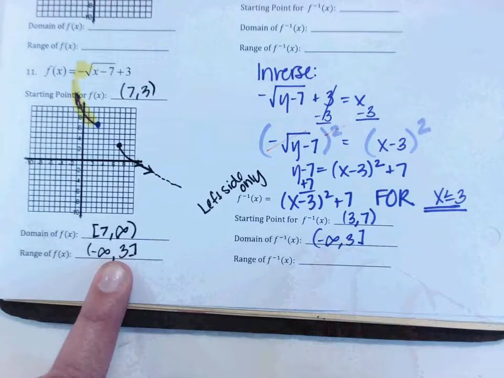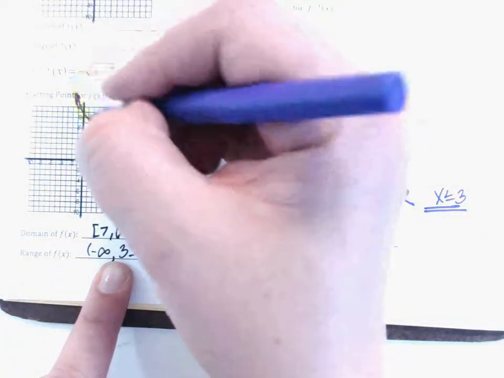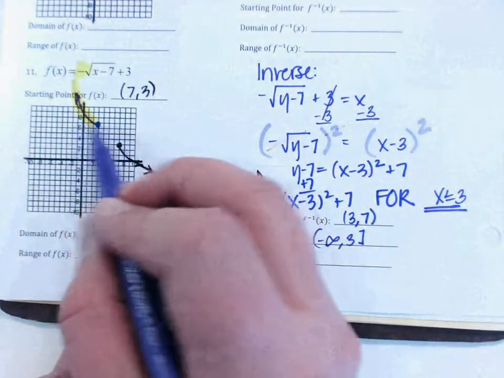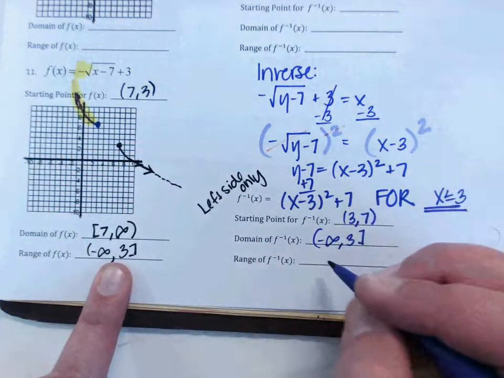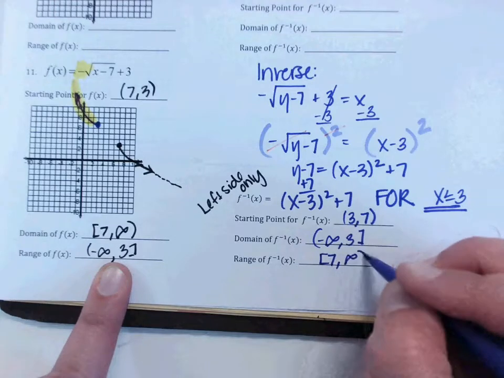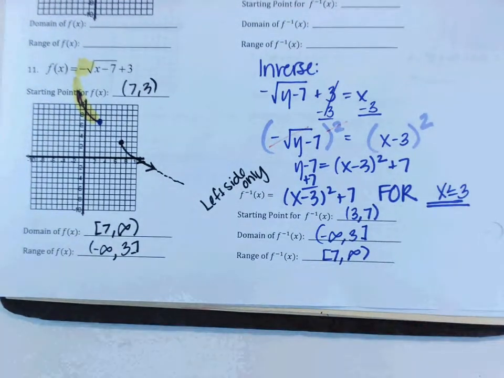And then when I want the range of this highlighted guy, my lowest point is 7. Goes up to infinity. So it's 7 to infinity. Then remember, your number gets a bracket, your infinity gets a parentheses. Okay?